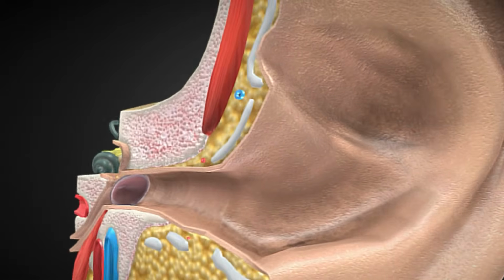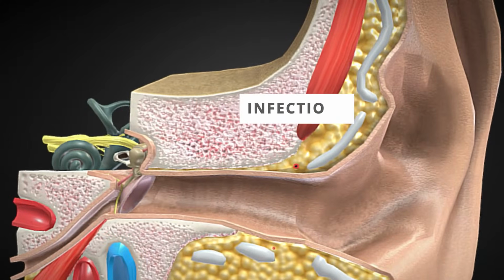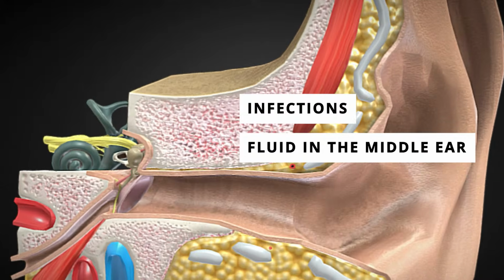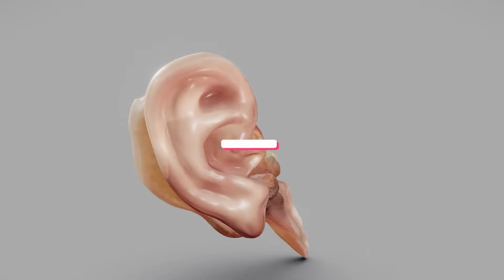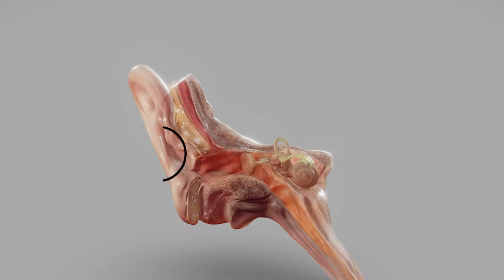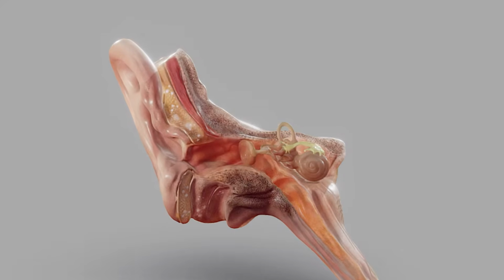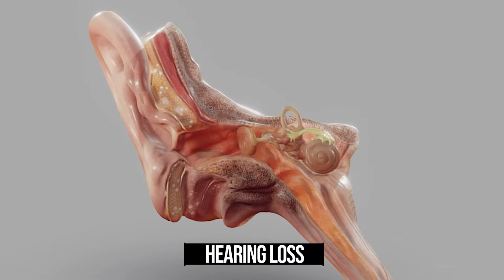Changes in its appearance can indicate various conditions, such as infections, fluid in the middle ear, or eardrum perforation. Effect on hearing. The efficiency of sound transmission through the eardrum is crucial for normal hearing. Any alteration in its structure or function can lead to conductive hearing loss.